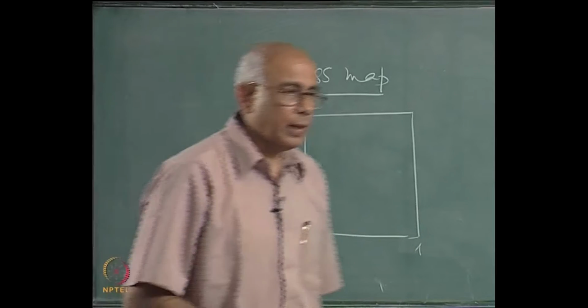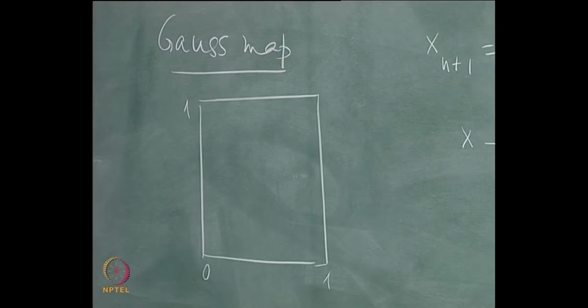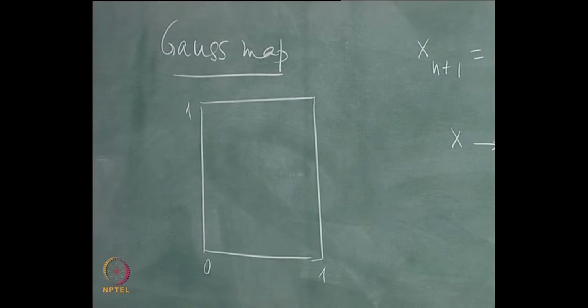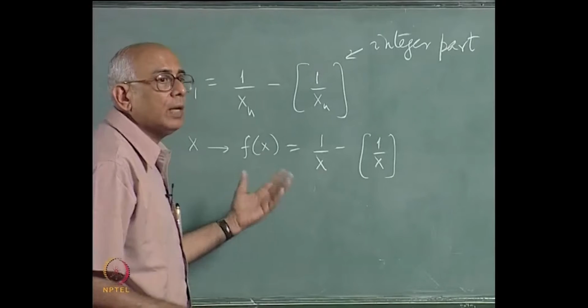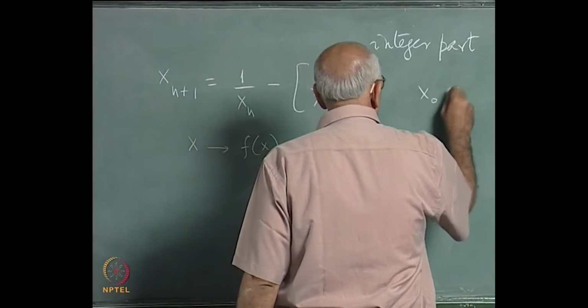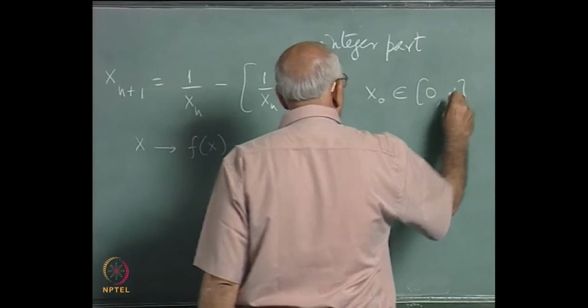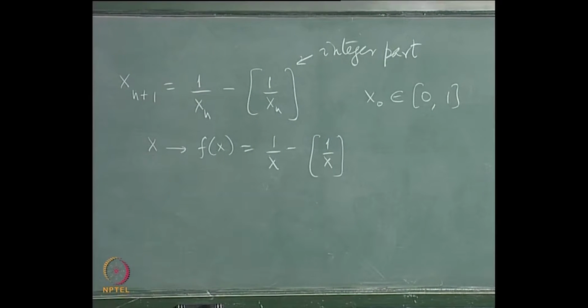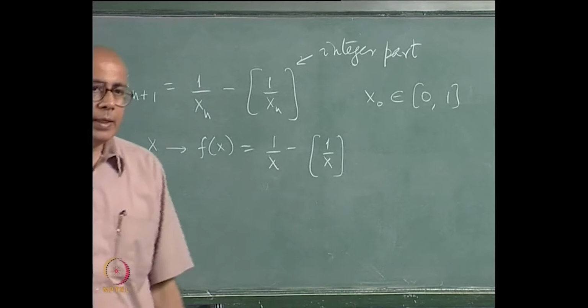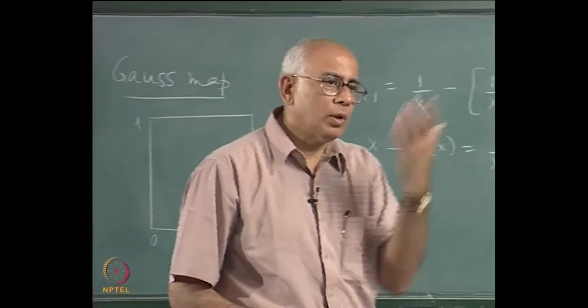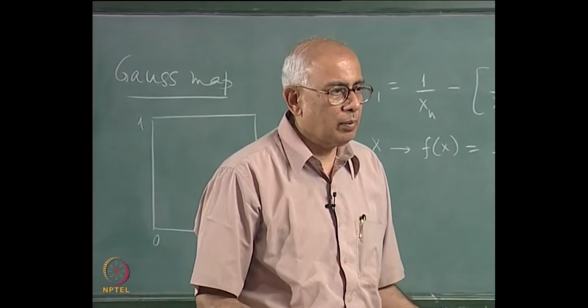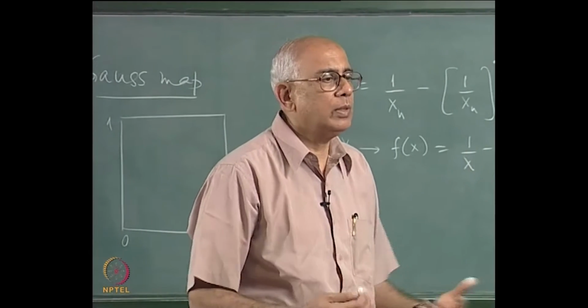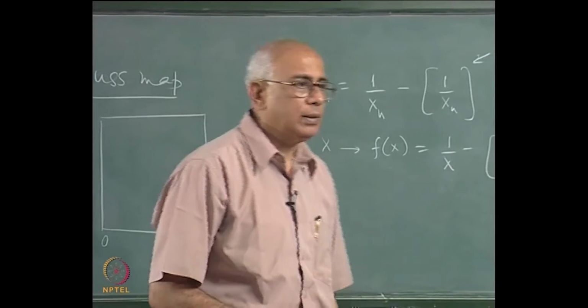What does this graph look like? It is already going to be mod 1, so I start with x naught between 0 and 1. I take the reciprocal, which is bigger than 1, I throw away whatever is the integer and I still have something between 0 and 1, and I keep doing this. So it remains between 0 and 1 automatically.